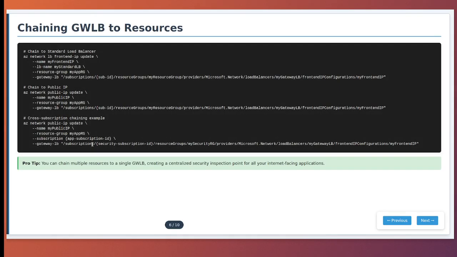Chaining GWLB to resources. Service chaining is where Gateway Load Balancer really shines. This is the process of connecting your GWLB to your actual workload resources, your standard load balancers and public IPs. Let me show you exactly how this works and why it's so powerful.